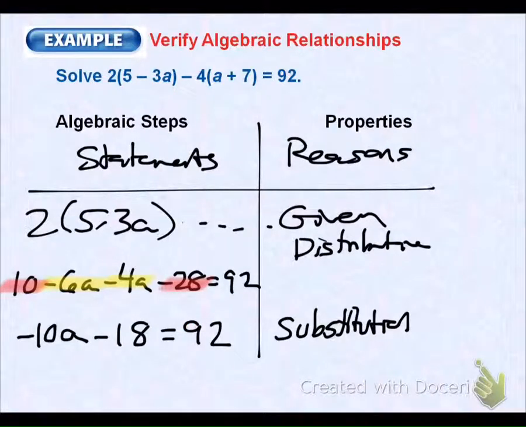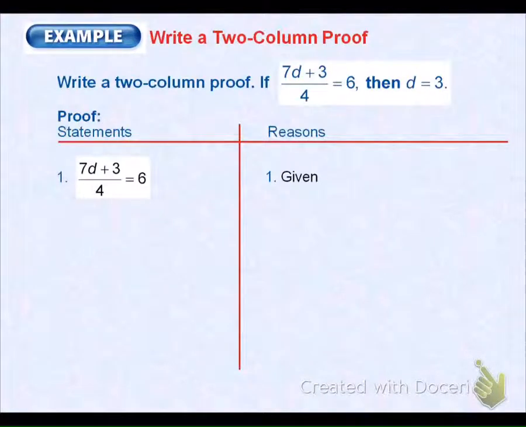So you never write "combine like terms" over here. You would just call it substitution, because you're substituting in something that's a more simplified version. So combining like terms is not a valid reason or a valid property. You would call that substitution. And then you would continue this. Now, if you're still finishing up, that's fine. Just check it as we go.